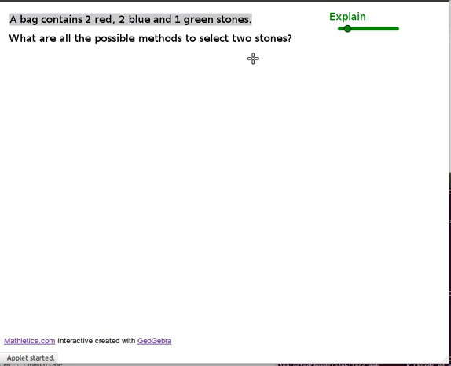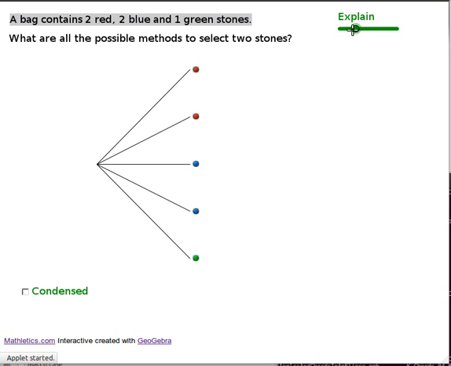So this is a compound event, because pulling the first stone out is the first event, and then pulling the second stone is the second event. And tree diagrams are particularly useful in compound events. So, how do you do it? Well, you start off drawing a thing that looks like a tree. So I think of these as time moving to the right.